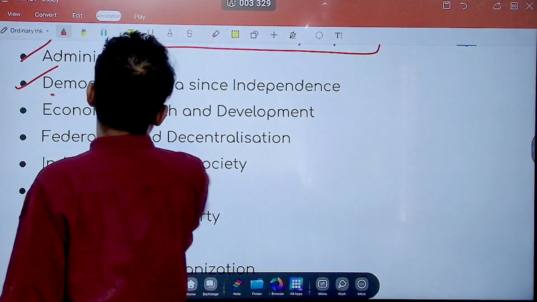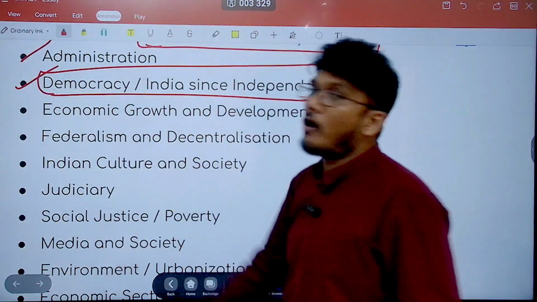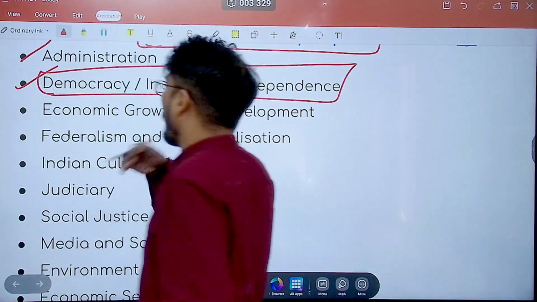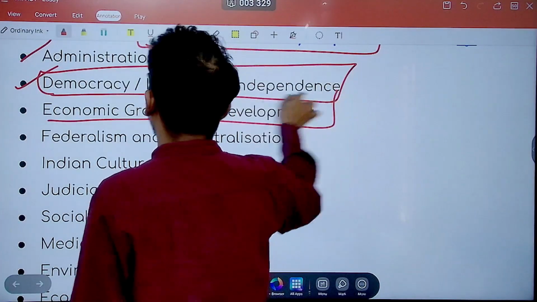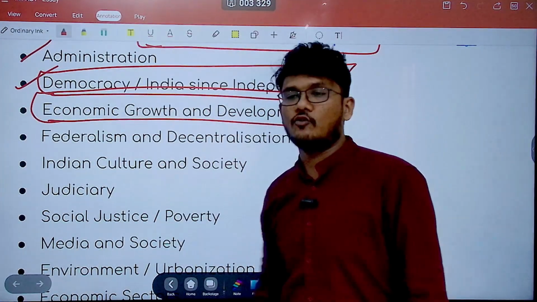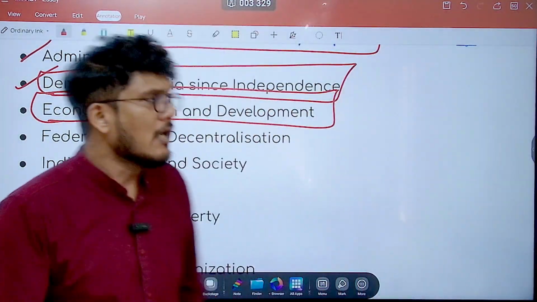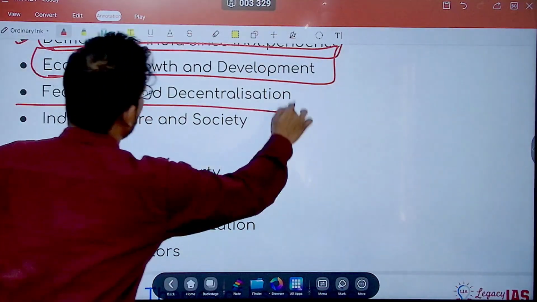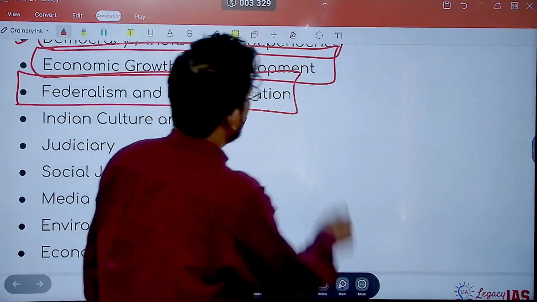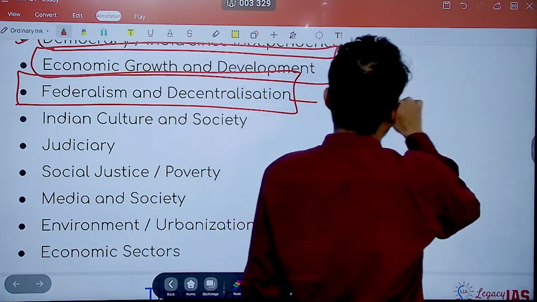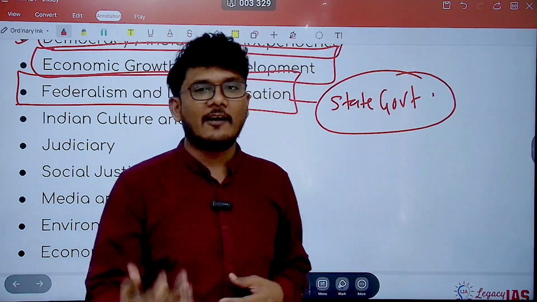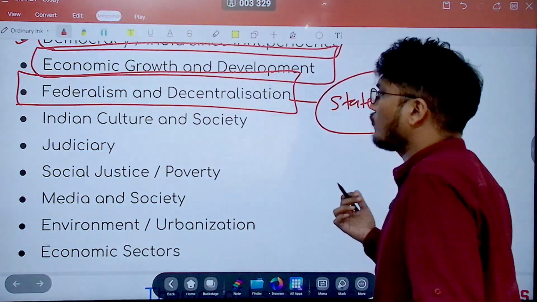Then democracy, India since independence, democratic nature, is India a flawed democracy, and all these kinds of questions or topics will be there. Then economic growth and development: India's economic growth, the speed of the growth, the development, economic development, socio-economic development. Then federalism and decentralization. This is going to be related to state governments' relations among each other, or state governments' relation with the central government, and so on and so forth.